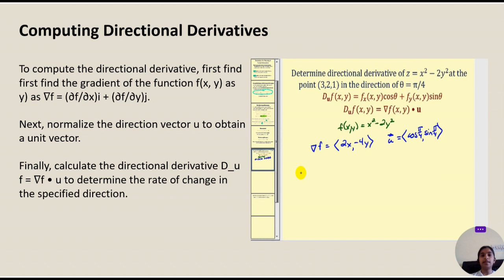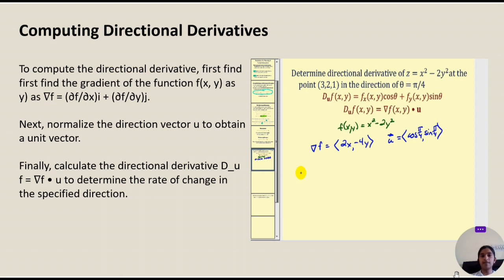Computing directional derivatives. To compute the directional derivative, first find the gradient of the function f of x comma y as gradient f is equal to df by dx into i plus df by dy into j. Next, normalize the direction vector to obtain a unit vector. Finally, calculate the dot product gradient f dot u to determine the rate of change in the specified direction.